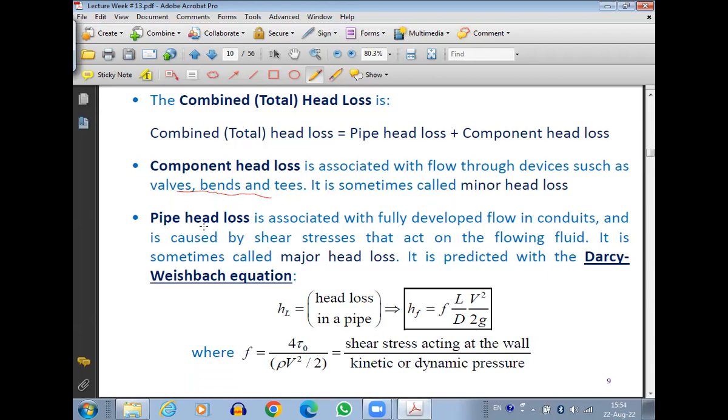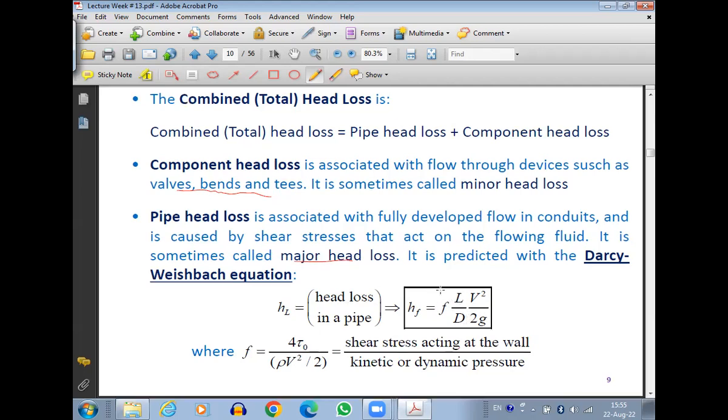Pipe head loss is associated with fully developed flows in conduits and is caused by shear stresses that act on the flowing fluid. It is sometimes called the major head loss. It is predicted with the Darcy-Weisbach equation. The Darcy-Weisbach equation says that h_L, the head loss in a pipe, is equal to f L by D times V squared upon 2g, where f is the friction factor.